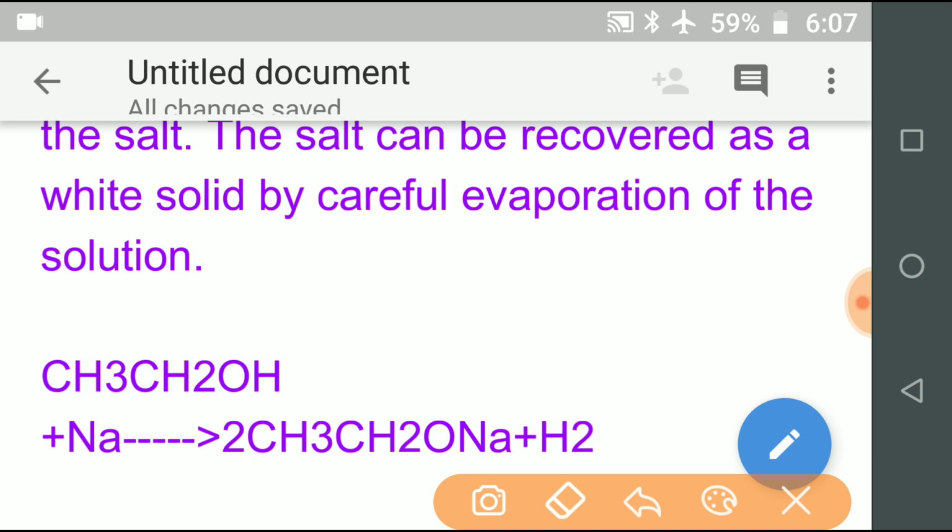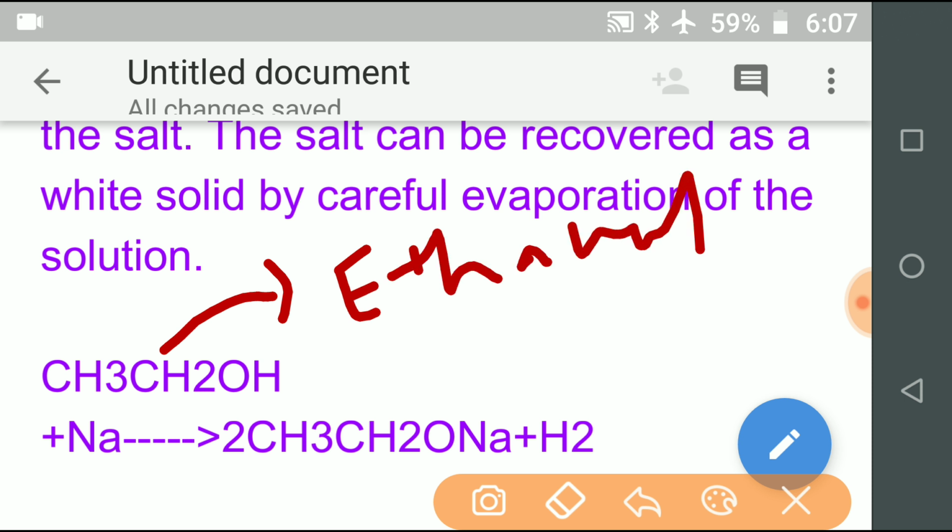Dear friend, CH3CH2OH is ethanol. When ethanol reacts with sodium, it gives rise to sodium ethoxide, CH3CH2O-Na+, and hydrogen gas is liberated. So this is the reaction of ethanol with sodium. Once again, write the reaction of ethanol with sodium. Ethanol reacts with sodium to give rise to sodium ethoxide with the liberation of hydrogen gas.